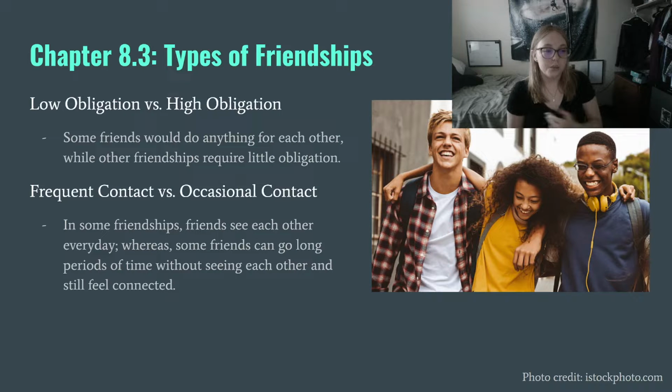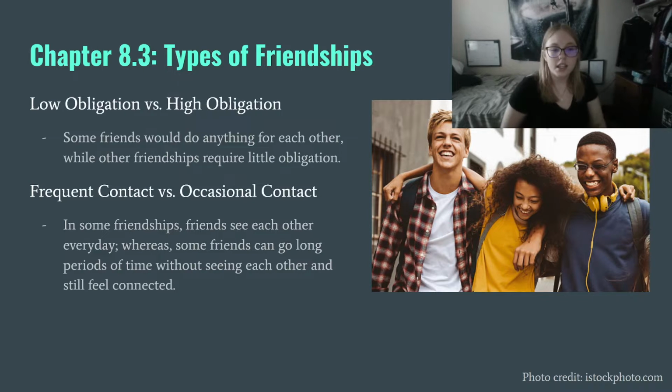And then our last one is frequent contact versus occasional contact. Frequent contact is like you're always texting, you're always in contact, and even if you're not physically in person with that relationship, you're still trying to make sure that they know that you're there and connected. And then occasional contact is a person who you still feel as strongly about as in other relationships, but you don't talk as often.